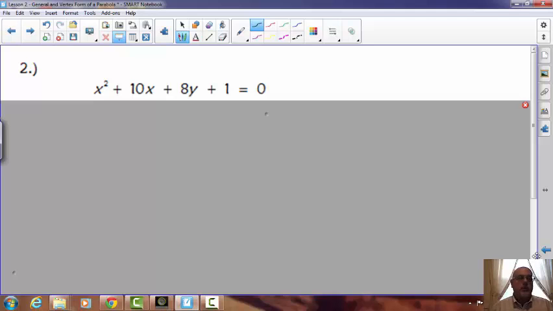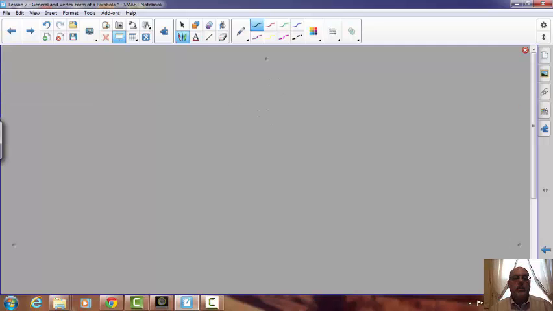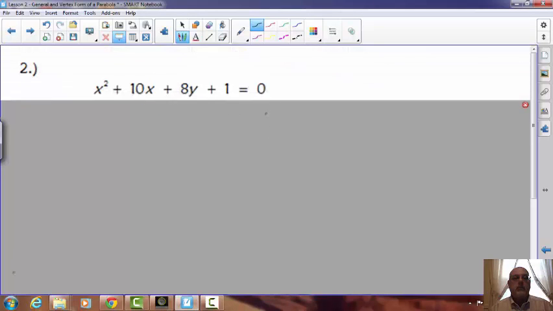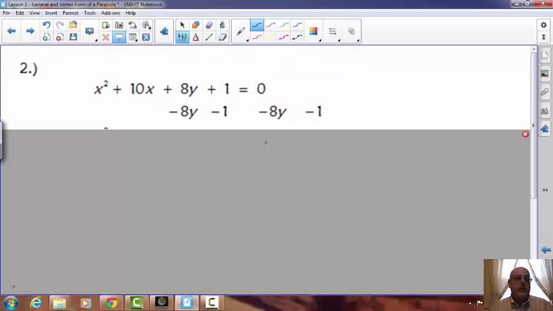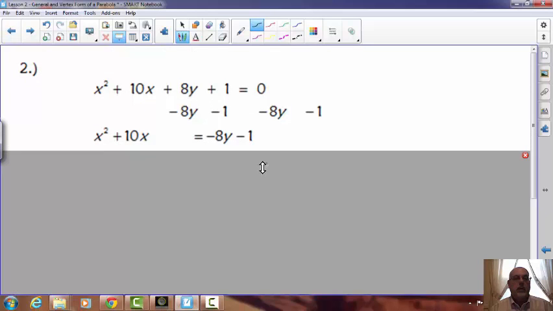This one, the x term is squared. So this parabola will open up or down, and it looks like it's opening up because the x squared is positive. So we need to move the 8y and the 1 to the other side. So we subtract 8y, subtract 1, and that's what you have: x squared plus 10x equals negative 8y minus 1.